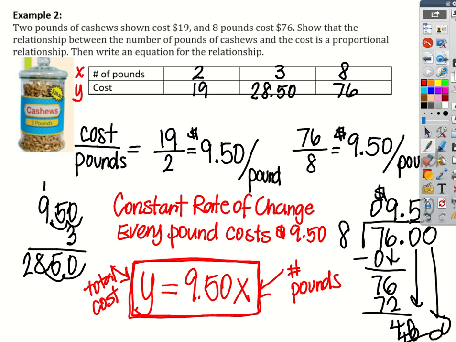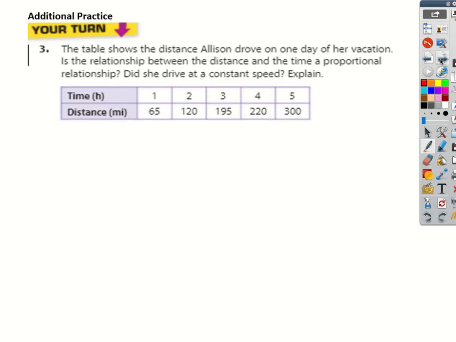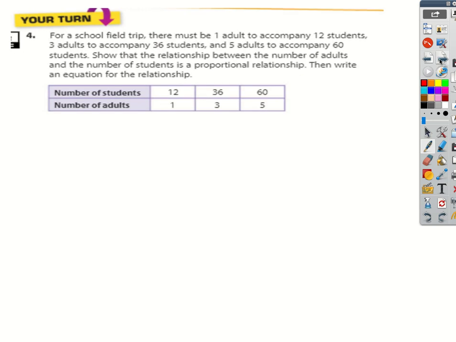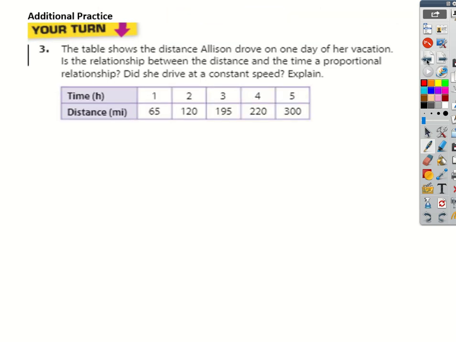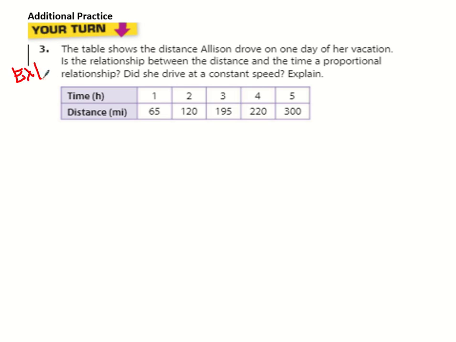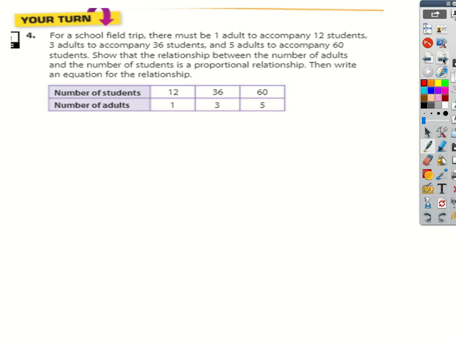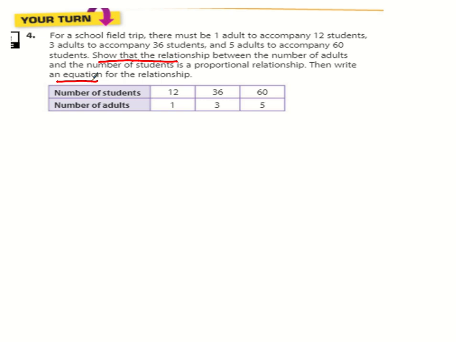All right, let's look at the additional practice. So you have a table there. Go through number 3 using the table, and go through number 4 using the table. Number 3 goes along with Ms. Talati's example, example 1, and number 4 goes along with example 2. So 2 things: show the relationship and then write the equation. This goes along with my example, and your equation will be in the form of y equals something x. You need to figure out what that something is. That something is your constant rate of change.